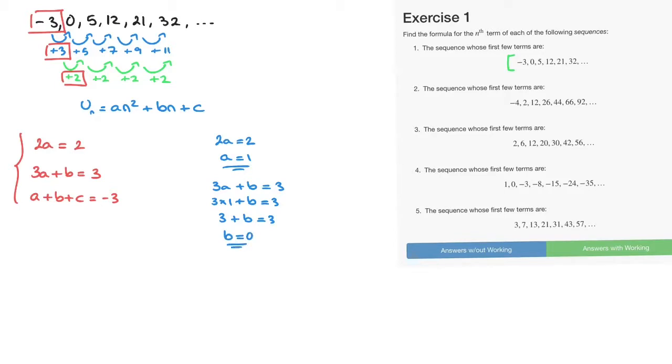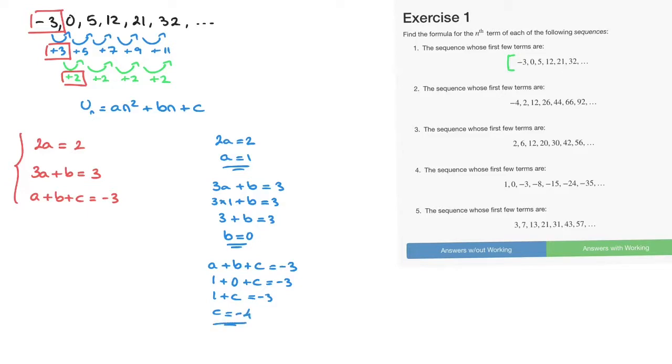And the last one, we have a plus b plus c equals -3. And since a equals 1 and b equals 0, that becomes 1 plus 0 plus c equals -3. That's 1 plus c equals -3. And therefore c equals -3 minus 1, which is -4.